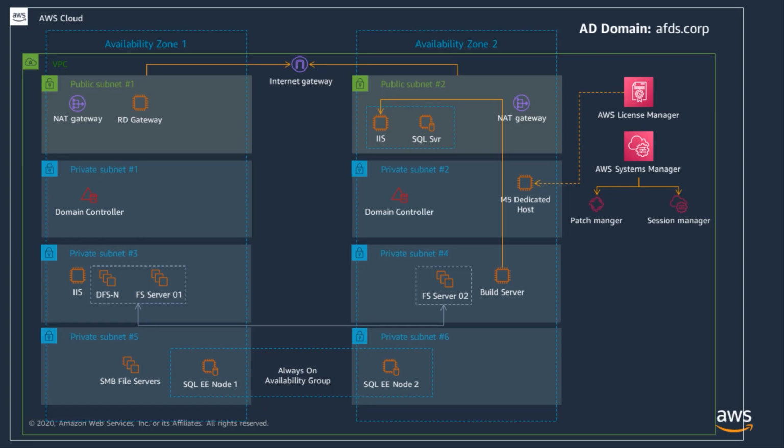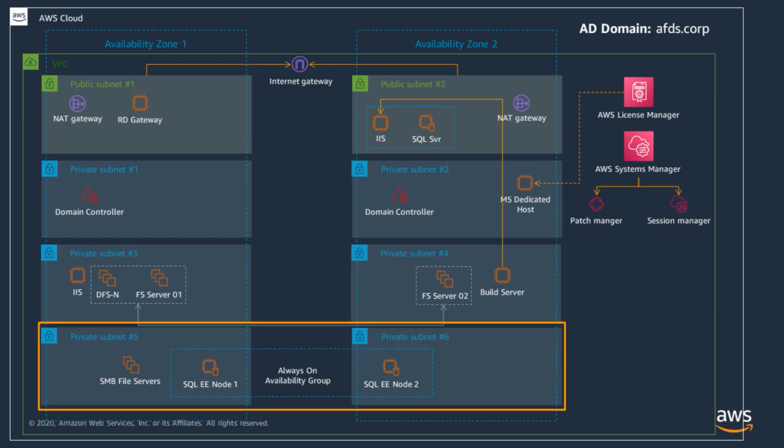So, here is the architecture that was achieved after we optimized Windows Server at scale on AWS, which will be our starting point for optimizing the SQL Server deployment. For this session, our area of interest would be subnets 5 and 6, which host SQL Server. Let's look at the SQL Server deployment in more detail.